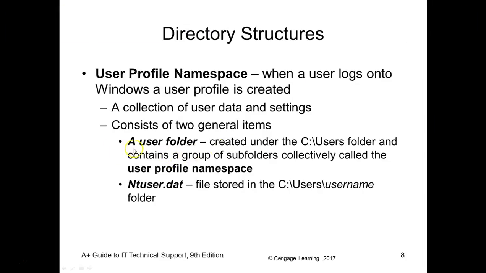So the user folder is going to be under C, Users, and then either Documents, Pictures, whatever the case may be. This is known as the user profile namespace. Within that you have a file called the ntuser.dat file. This is basically the file that saves all of your user profile preferences. So like your desktop settings, your folder list, views, all that kind of stuff will be saved under your ntuser.dat file. So that's something that you definitely want to keep intact. You don't want to mess with it.